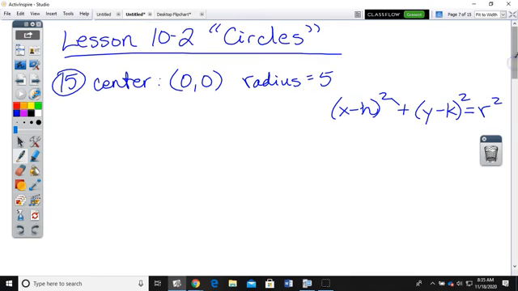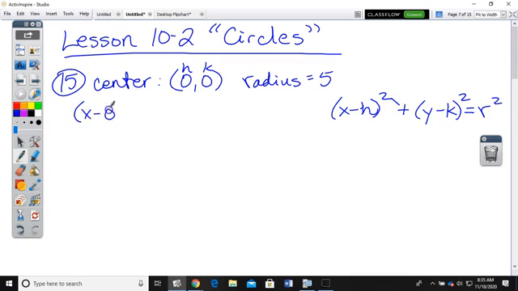So, for 15, first thing we're going to do is write it like this, and then we can graph it. You can actually graph it first, because in order to graph it, all you need is the center and the radius. That's the only 2 things you need to graph it. We're going to write the equation first. So my center is h and k, and my radius is r.